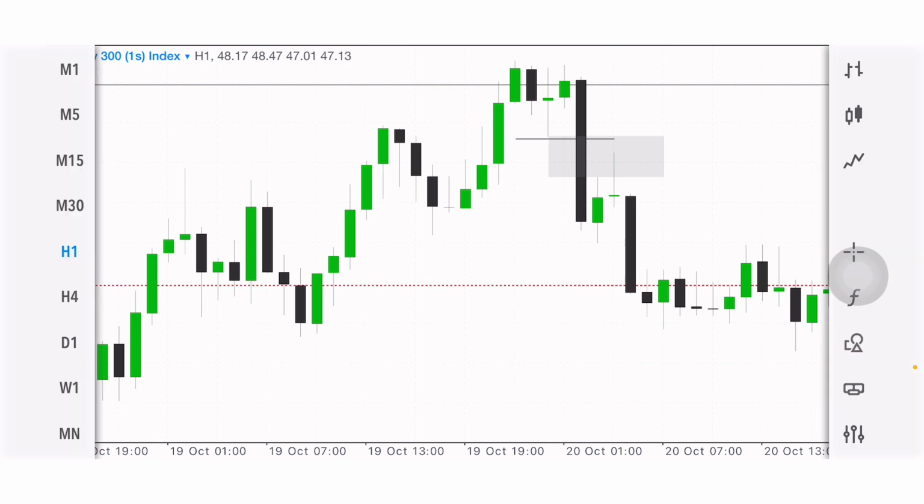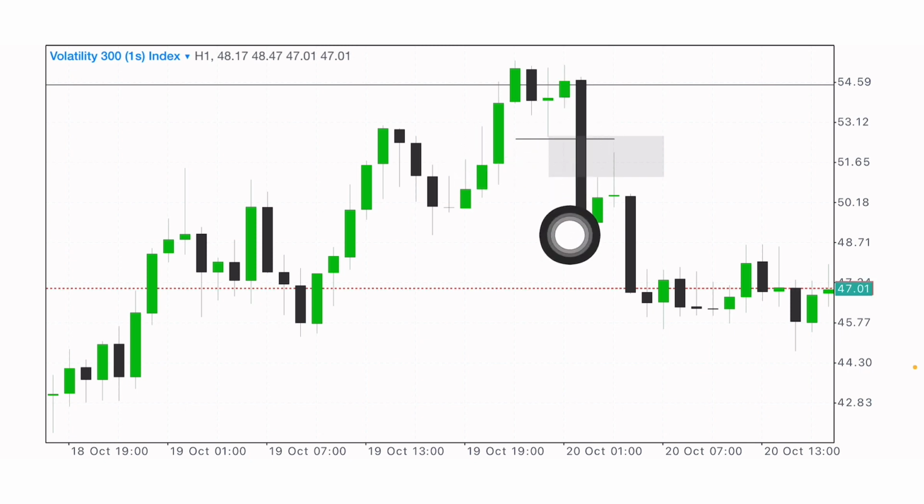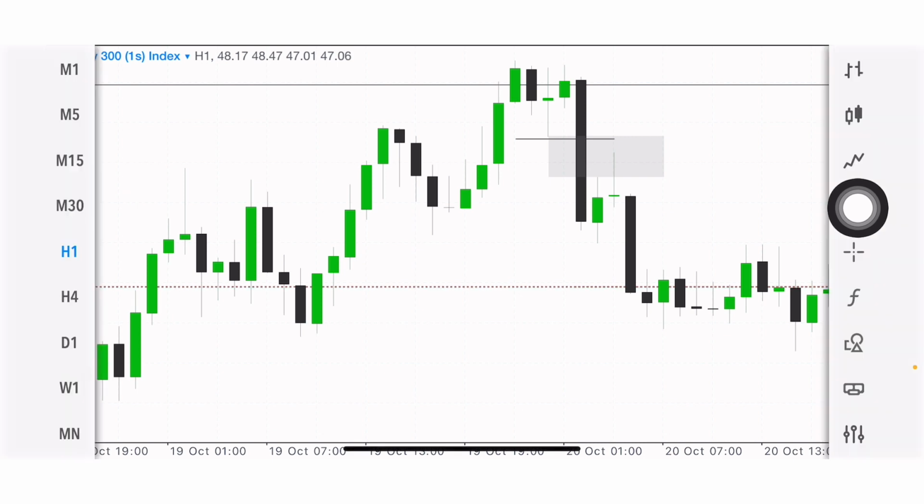Yeah. So what we're going to be doing right now, this is the buy side liquidity. We took it out. This is the change in the market structure, the shift in the market structure, market taking out this low impulsively, creating a fair value gap. So we have so many confluences now for a short trade.